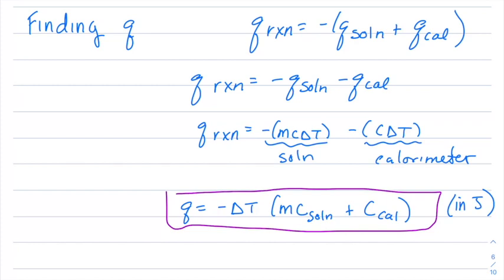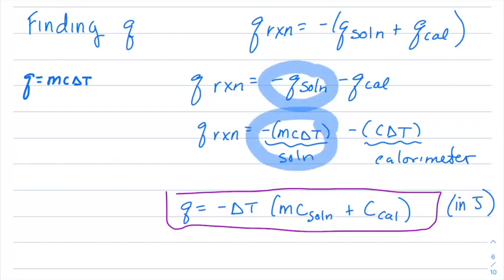All right, so for our reaction, we're using the relationship Q equals MC delta T, or Q equals MCΔT. So what I've done is I've broken down Q of solution into MC delta T, and it's negative because it's going in the opposite direction as the Q of reaction. So as the reaction releases heat, the solution would be taking it in.